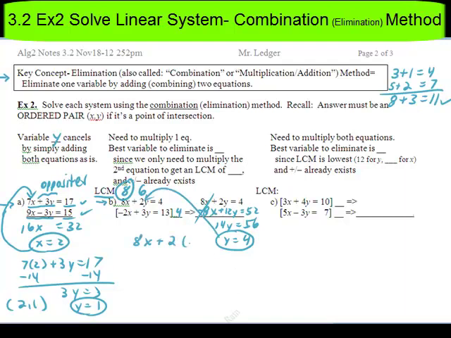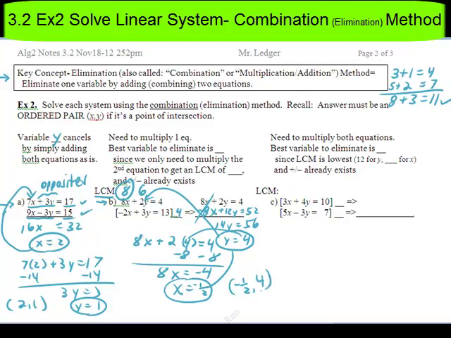8x plus 2y is equal to 4. Substitute that y in, which is a 4. Subtract 8 from both sides. 8x equals negative 4. X equals negative 1/2. And the solution is negative 1/2, 4, but we need to check it first. And when you substitute these values in, both these equations are true. So we have a solution. It's a point of intersection. The lines intersect at one point.